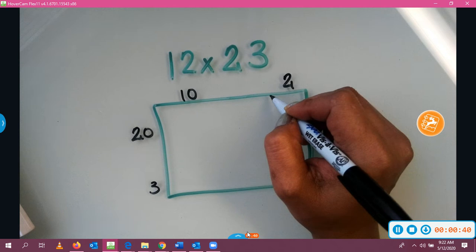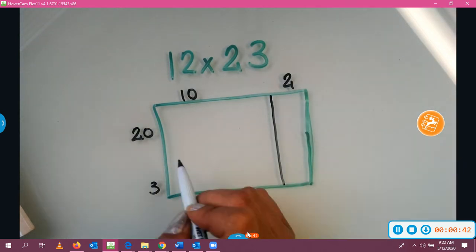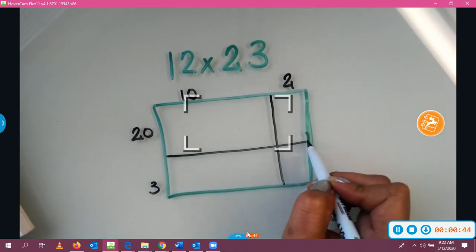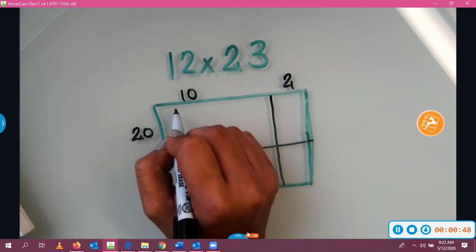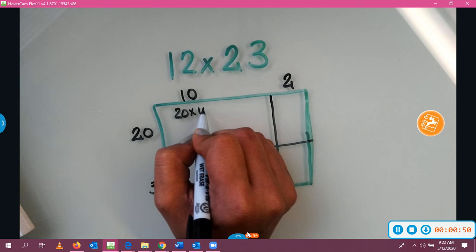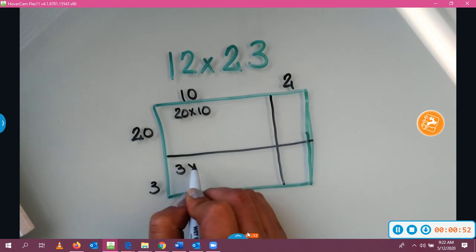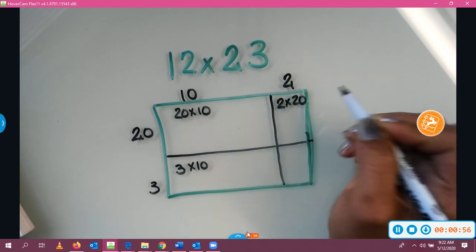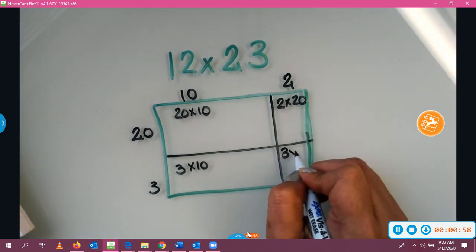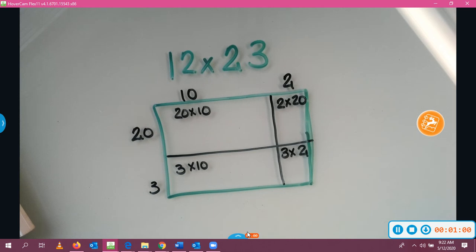So now I'm going to draw my boxes. So let's go ahead and label the boxes. So this one will be 20 times 10. This one will be 3 times 10. This will be 2 times 20. And this one will be 3 times 2. Let's go ahead and find the products to these multiplication problems.